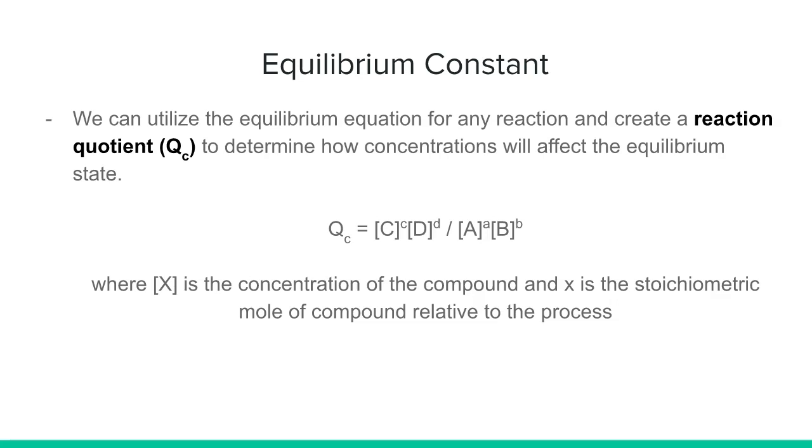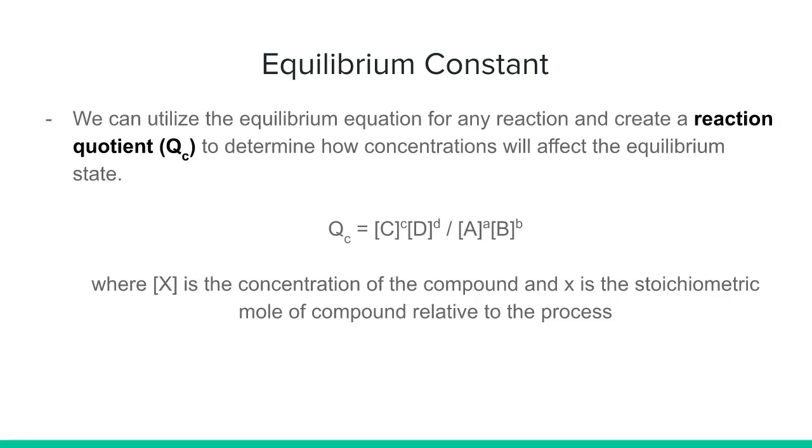Right? So we can utilize the equilibrium equation for any given reaction and create what's called a reaction quotient. And you can see this is represented by Q sub C. Q sub C, the reaction quotient, is technically not the equilibrium constant. It is calculated in the same way, but it is just a quotient factor as we move on our way to equilibrium itself. And then when we're at equilibrium, the reaction quotient becomes referred to as the equilibrium constant, and we use K instead of Q. So we'll get to that in a minute.